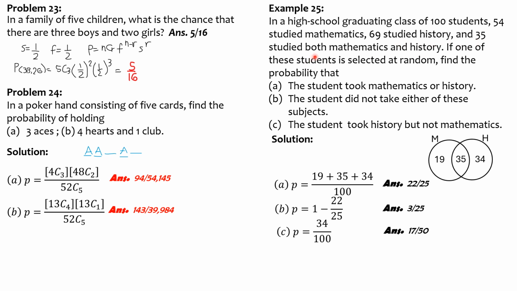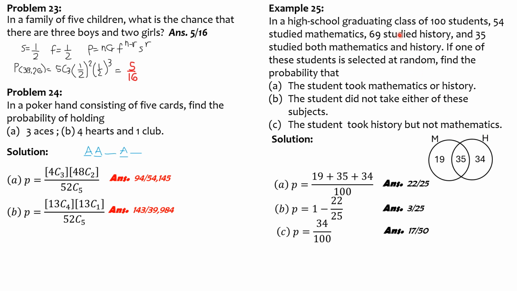Then finally, problem 25, in a high school graduating class of 100 students, 54 studied mathematics, 69 studied history, and 35 studied both mathematics and history. If one of these students is selected at random, find the probability that the student took mathematics or history. The student did not take either of these subjects. The student took history but not mathematics.